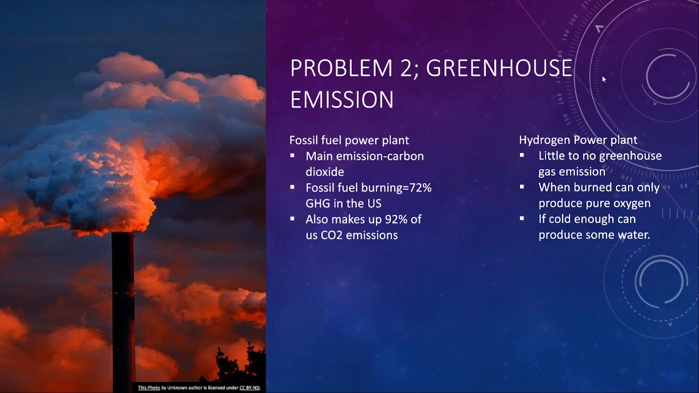With hydrogen power plants, on the other hand, there is little to no greenhouse gas emission, and when burned, it mostly only produces pure oxygen, using the electrolysis system to separate oxygen and hydrogen by splitting water molecules. So you're creating pure oxygen that can be put back into the air. Pure oxygen can be toxic at high levels, but given the facts shown with fossil fuel power plants, it would be easier to help lessen the danger of high levels of pure oxygen.